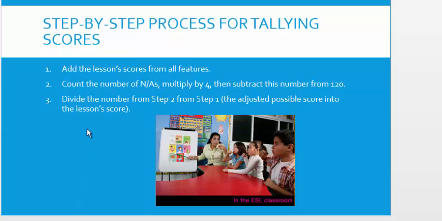And for tallying the scores, you just add the lesson scores from all the features. There are 30 features, and they have a score up to 4. So your total is 120. And count the number of not applicables, multiply that by 4, and then subtract it from the 120 so that you're not scoring the student or the teacher negatively for those NAs. And then you can divide the number from step 2 by step 1, and you get a percentage. So you can see, are you an 80% SIOP teacher? Are you an 85%, 70%?